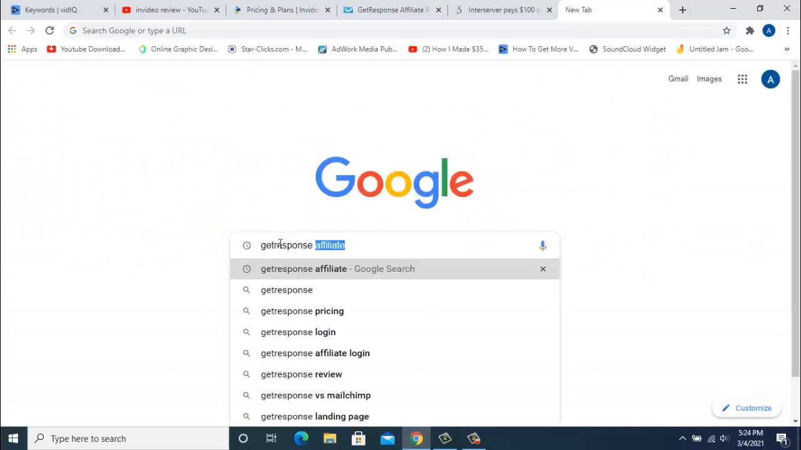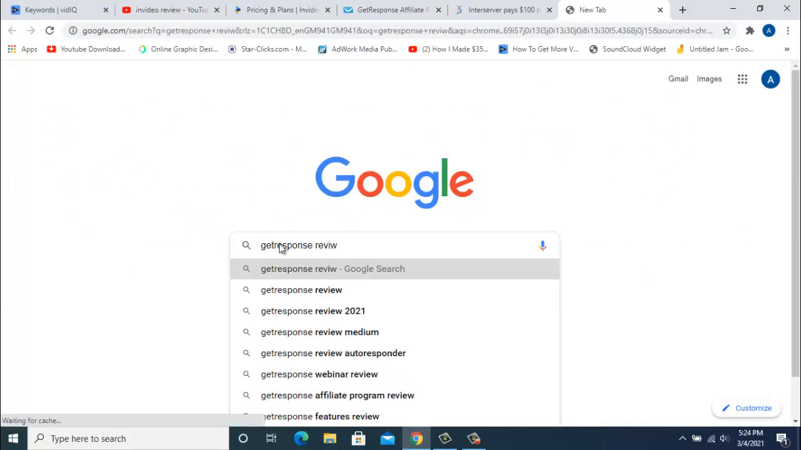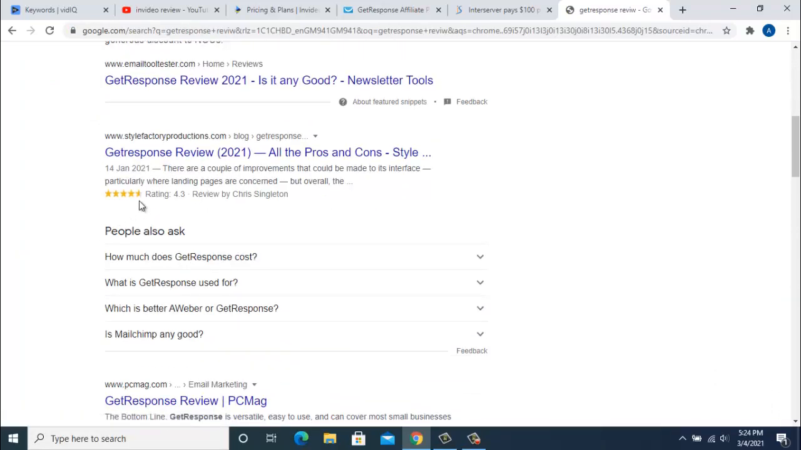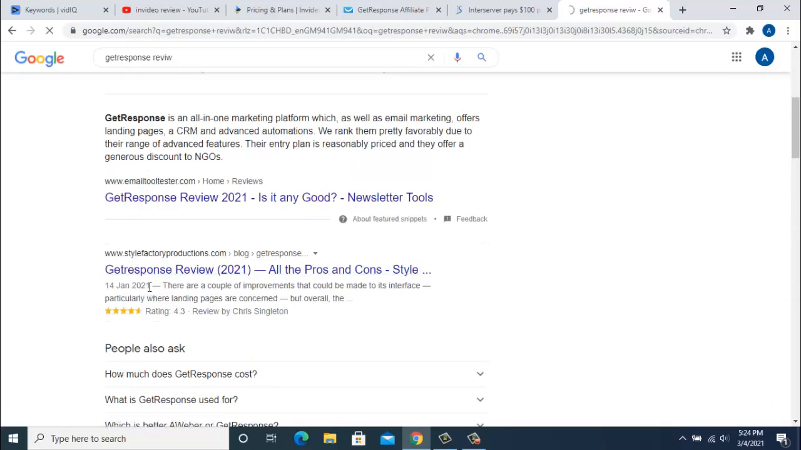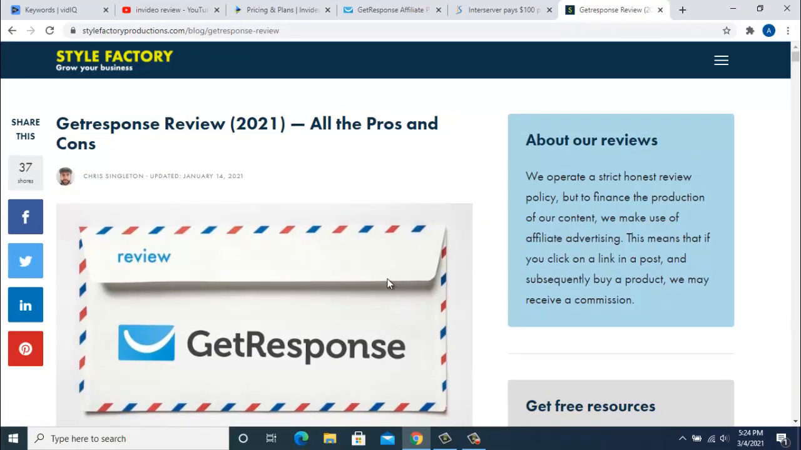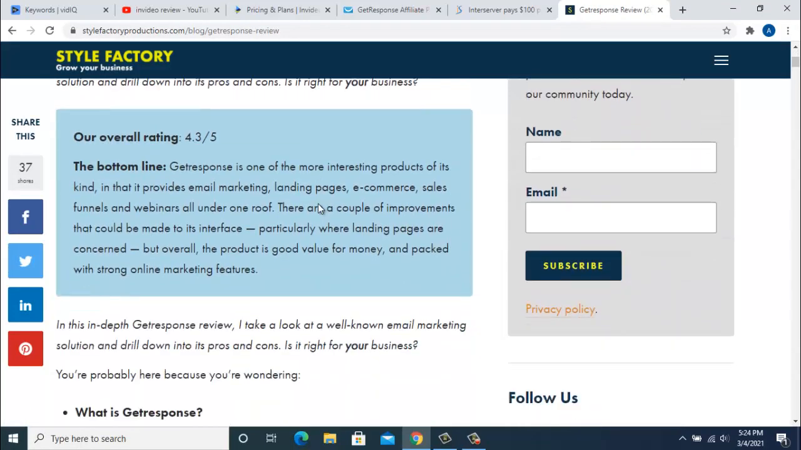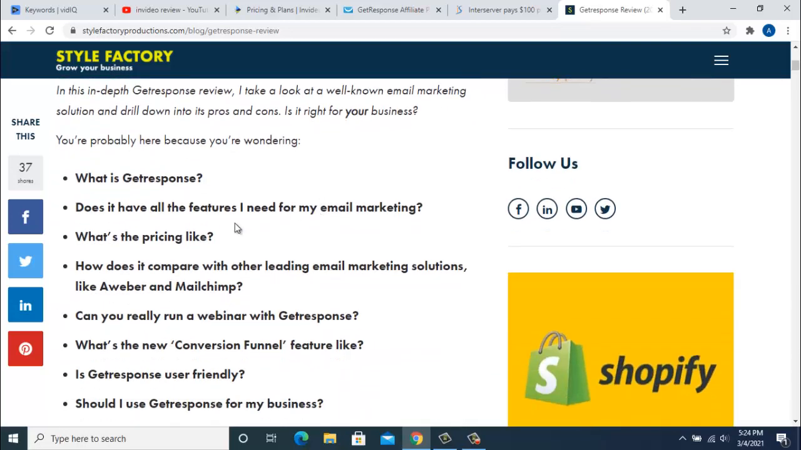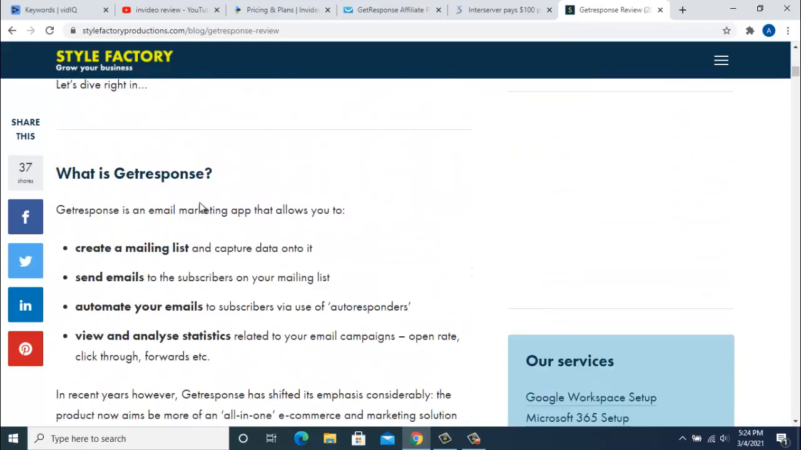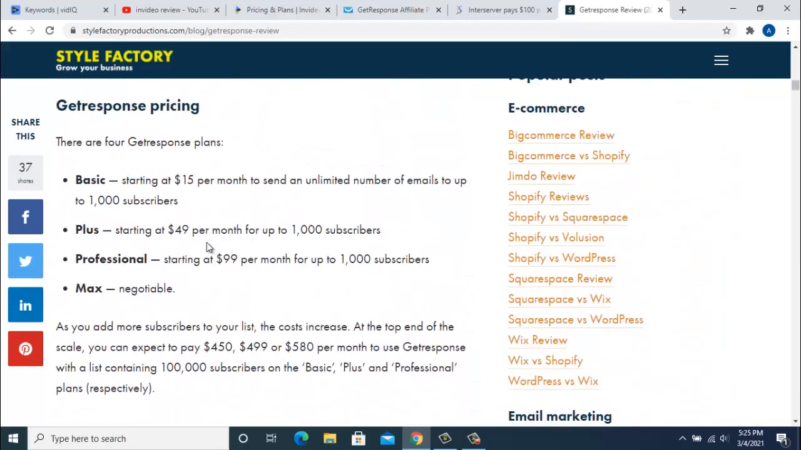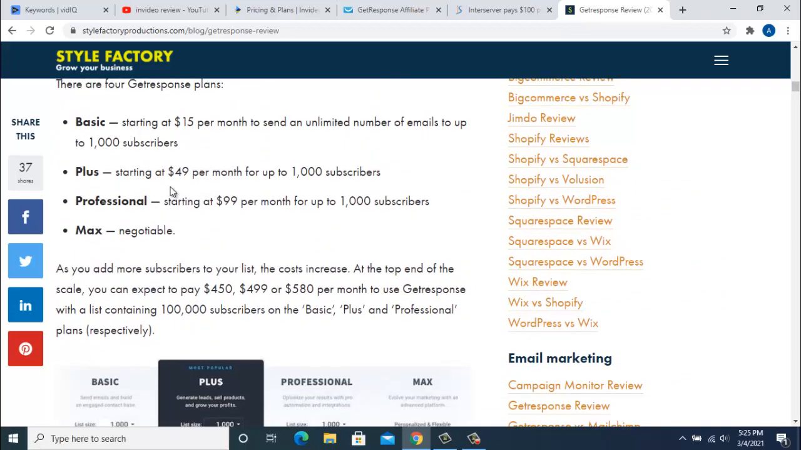Alternatively, what you can do is go to Google and type what you are looking for. Like for example, in this case, GetResponse review. I can open this one. So this is a blog that talks about GetResponse review, the pros and the cons and stuff like this. So you can have an idea of the tool just by reading the reviews online and taking notes on paper, points, because this is exactly what you're going to be replicating. You're going to be doing the same thing.